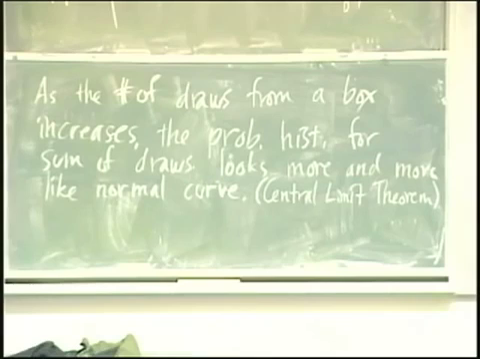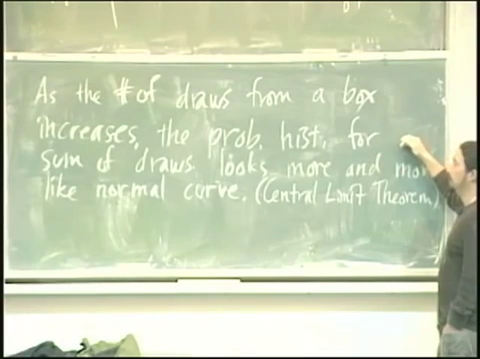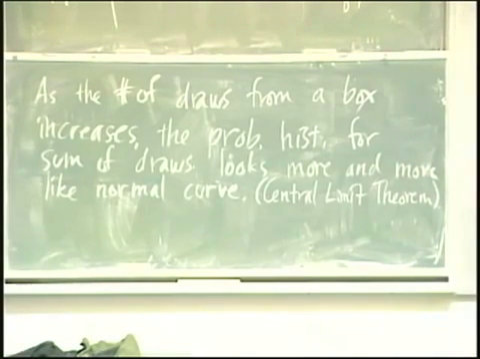I would like you to know that there is a theorem which says essentially this, basically saying it doesn't matter what you start with, doesn't matter what the box looks like. If you increase the number of draws and look at the probability histogram for the sum of draws, it'll eventually look like the normal curve. Now, it might take a while. It might take a pretty large number of draws, depending on what you start with. If you start with something relatively symmetrical, like coin tosses or die rolls, it happens fairly fast that you'll get a probability histogram that looks like the normal curve.